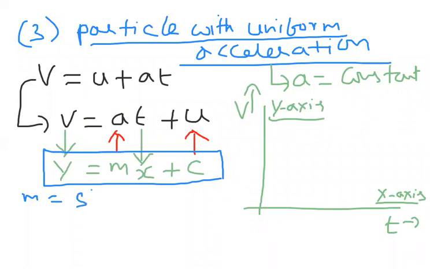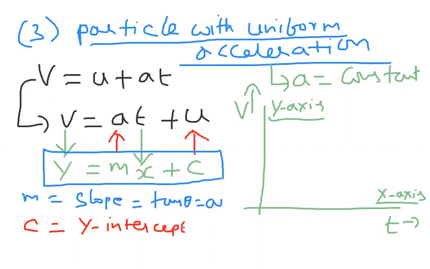M is nothing but slope. Slope is equal to tan theta, which I can write as acceleration. The slope of a velocity-time graph gives us acceleration. We got that information from there. Again, observe what C is. C is the y-intercept. The y-intercept value we got here is u.